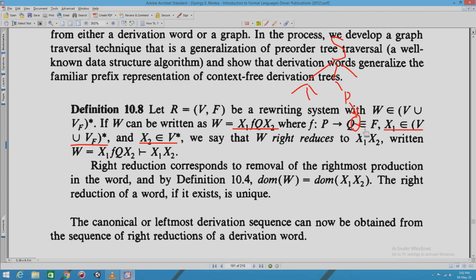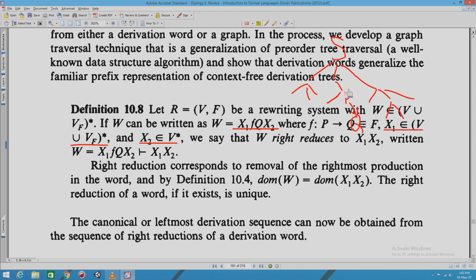Why? Because there is a production that P can be replaced with Q. So according to the F production, P will be replaced with Q. And on the right hand side also you have some tree, graph like this, and so on.